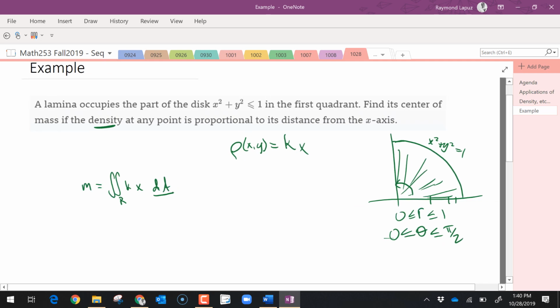So to find the mass, this is going to be a double integral of k, and then x is going to be r cosine theta, dA is going to be r dr d theta. Rho of x y equals k times y, distance from the x-axis. Oh, yeah, I think you're right. This is from the x-axis, so it looks like it'll be dependent on y and not x. Thanks, Shannon. That would have been bad.